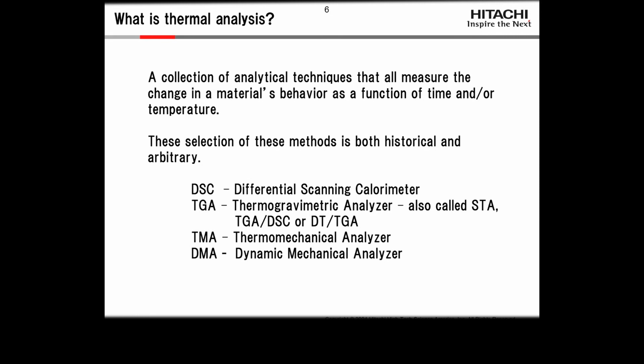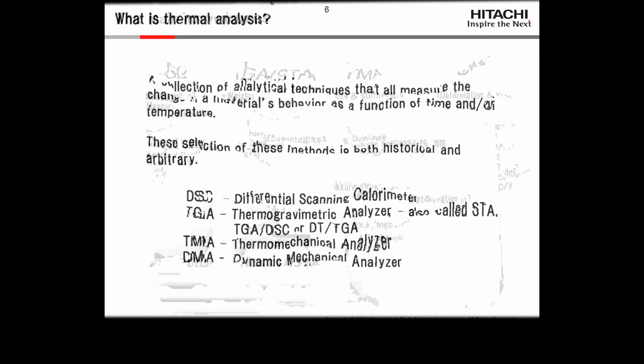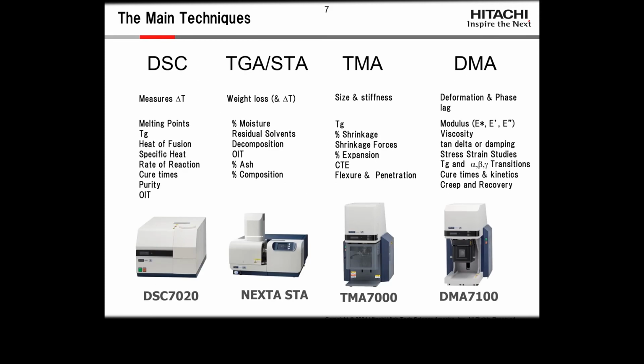The four core techniques in thermal are differential scanning calorimetry, DSC, thermogravimetrics, TGA, thermomechanical analysis, TMA, and dynamic mechanical analysis, DMA. And we'll take a quick look at all of them in this talk. These main techniques all look at various changes as a function of temperature.